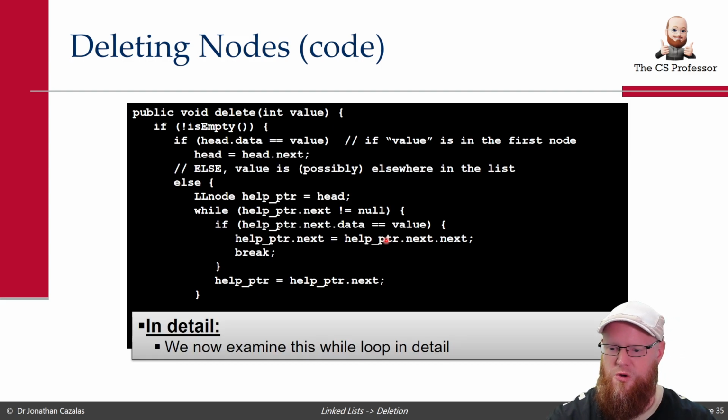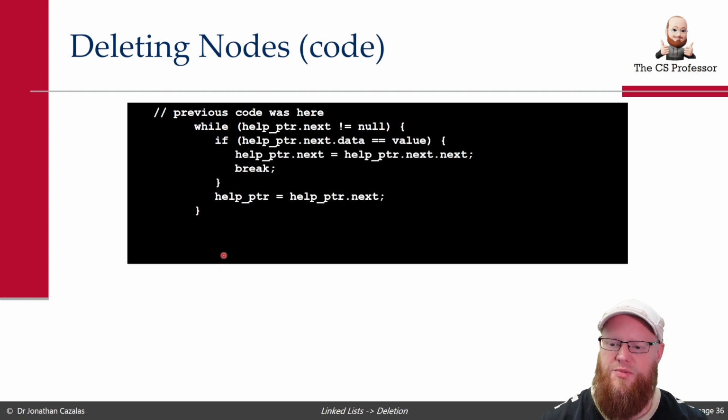So we're actually going to move this entire block up, this entire if statement here, up to the top with that while loop to see. While help pointer dot next does not equal null, we're going to keep traversing down, making sure that we have not reached that last node, because if we reach the last node, we're going to stop the traversal. And what do we say inside this while loop? We say if help pointer dot next dot data equals value.